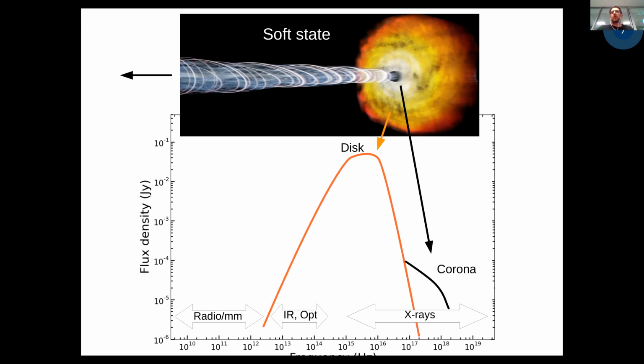And then as the source enters the soft state, the particle acceleration region has presumably moved all the way below the radio band, and we don't see any radio emission anymore from the compact jet.